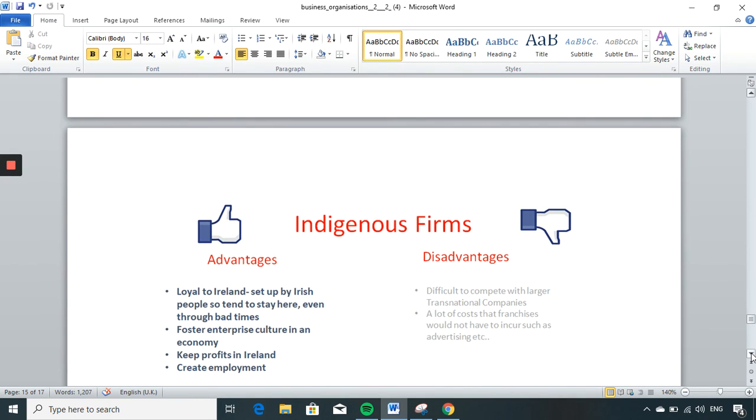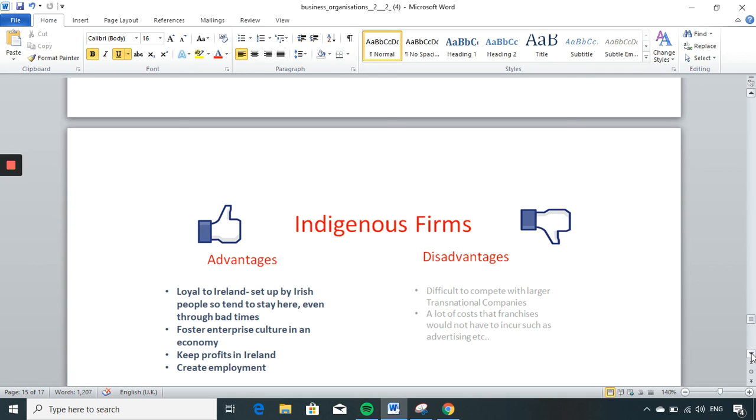So again, loyal to Ireland. So even if a recession comes or companies are leaving or whatever, if they can function, they will stay here. They'll also foster enterprise culture in an economy, in a local community. They'll encourage businesses to be set up by people in the area, and the profits stay in Ireland. So that tax revenue, etc., comes to Ireland.